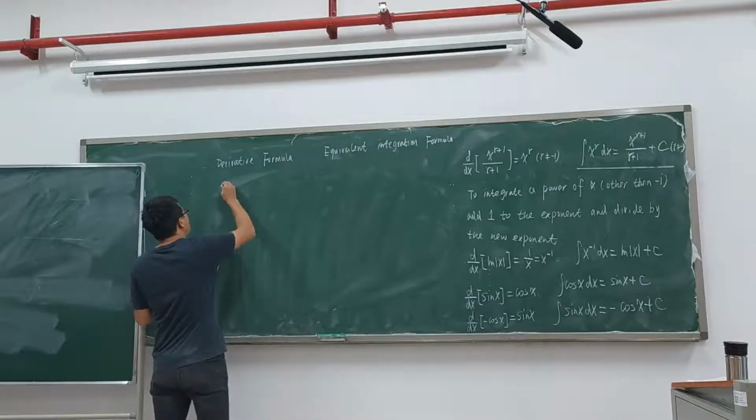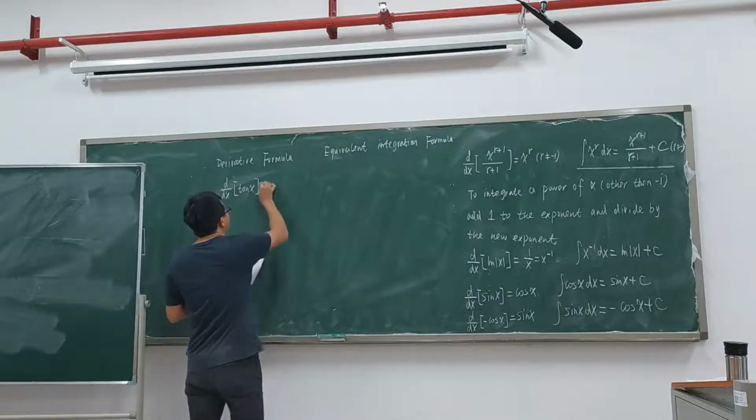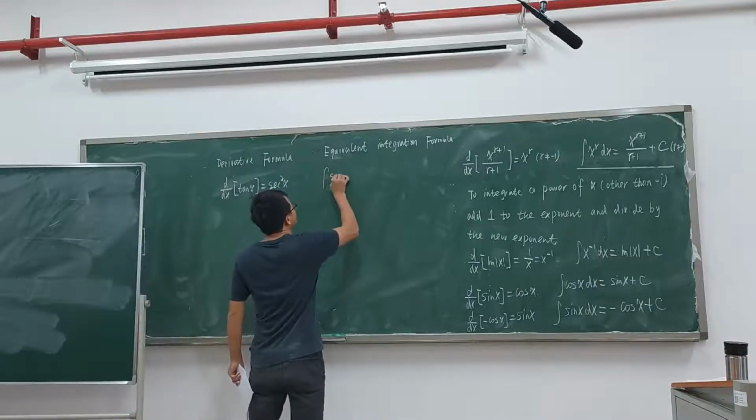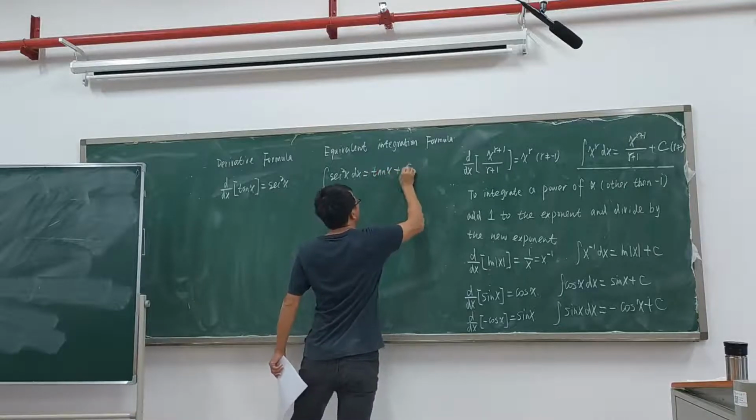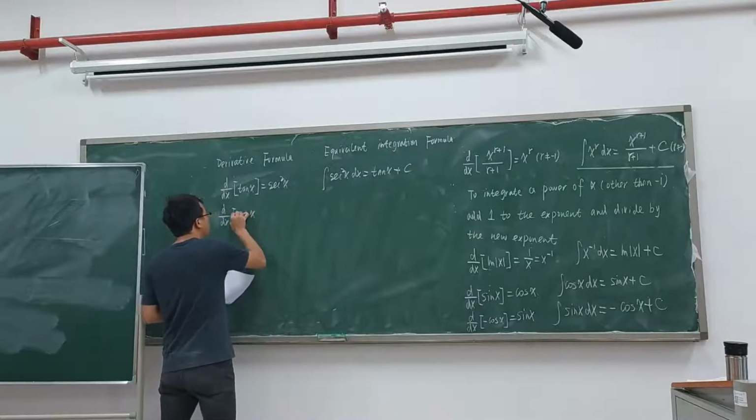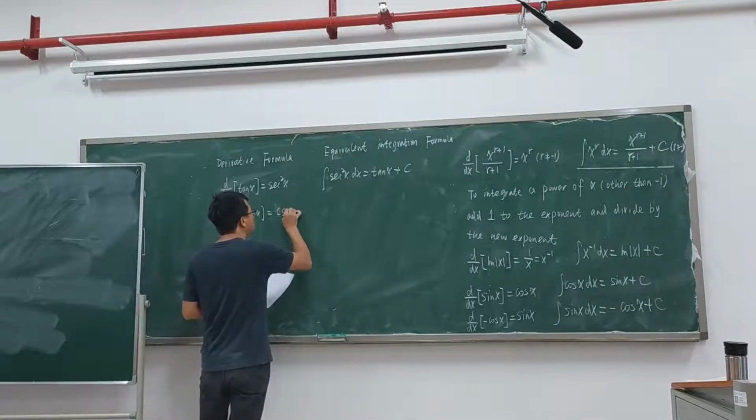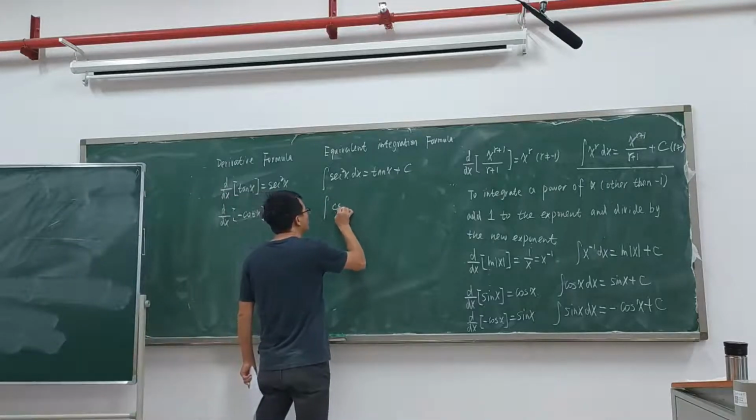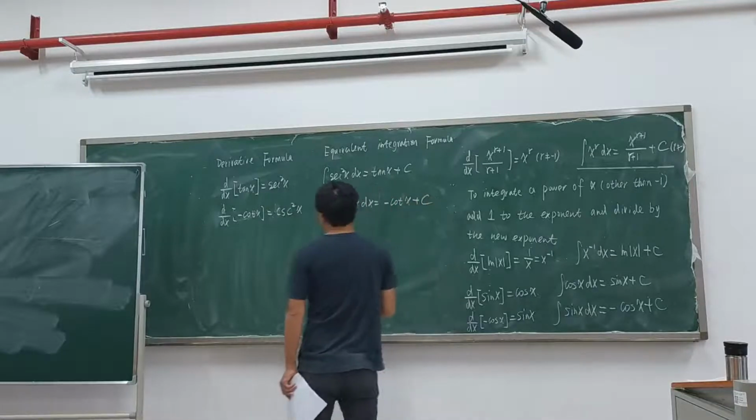Now we can see here d/dx of tangent x, okay? The derivative of tangent x equals secant x squared. So the antiderivative of secant x squared equals tangent x plus c. And now we have d/dx of cotangent x: minus cotangent x has derivative cosecant x squared. So the antiderivative of cosecant x squared equals minus cotangent x plus c, okay, plus c.